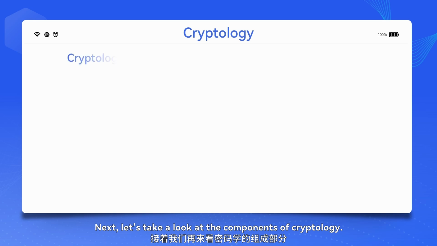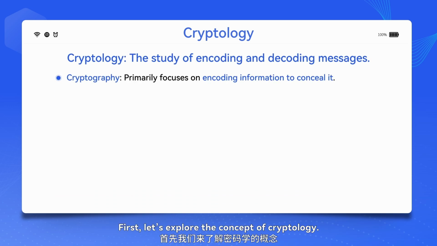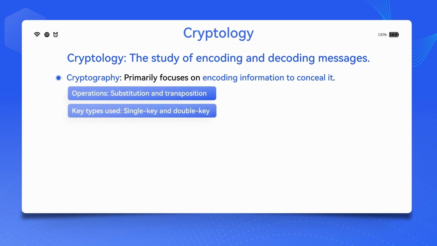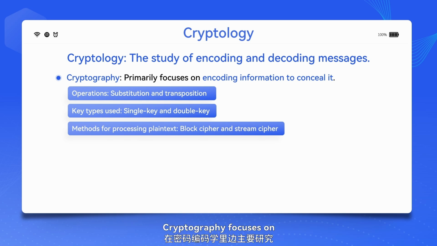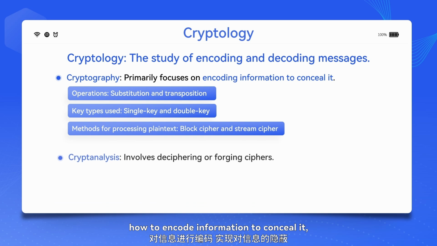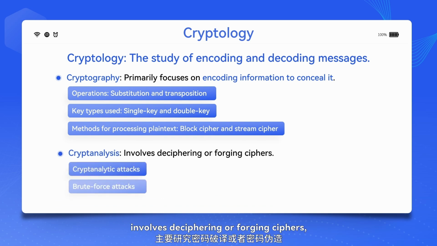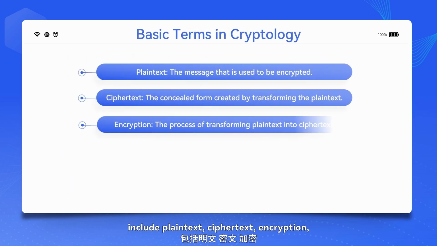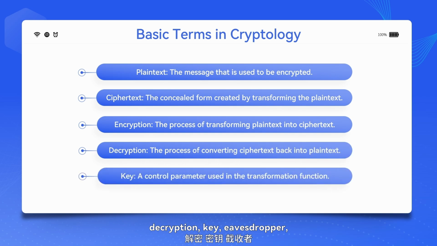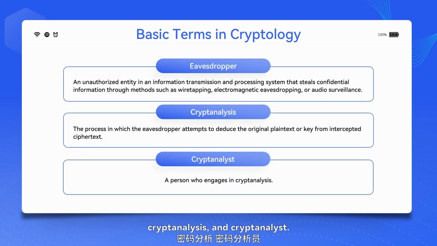Next, let's take a look at the components of cryptology. First, let's explore the concept of cryptology. Cryptology is the study of encoding and decoding messages. It mainly consists of cryptography and cryptanalysis. Cryptography focuses on how to encode information to conceal it, while cryptanalysis involves deciphering or forging ciphers, including cryptanalytic attacks and brute force attacks. The basic terms in cryptology include plaintext, ciphertext, encryption, decryption, key, eavesdropper, cryptanalysis, and cryptanalyst.